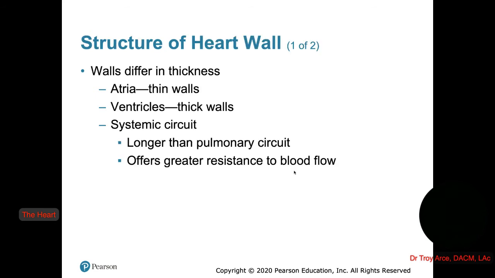Okay, the structure of the heart wall, what's that look like? So the walls differ in thickness. Your atria, which are your top two chambers, are thinner. Your ventricles are thicker because they've got to pump harder. Your systemic circuit, right? It's longer than the pulmonary circuit. Your pulmonary circuit's pretty short. It's just from your heart to your lungs. But the other one offers greater resistance to blood flow. So understand that it's got to go throughout the body. It needs that strong contraction from that left ventricle.